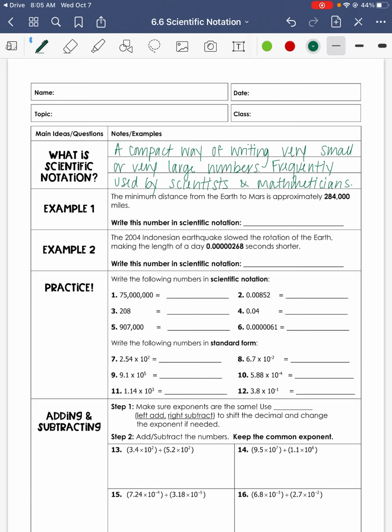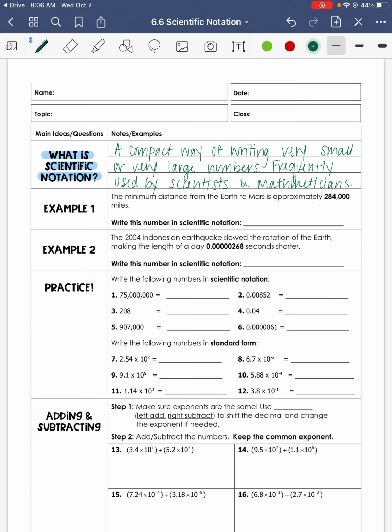So here are the actual notes that you have. I've already filled in this top part here, the what is scientific notation. As you probably recall from yesterday, it's just a compact way of writing very small or very large numbers. This method is used a lot by scientists and mathematicians. I know I personally used it a lot in college during science courses and some math courses. So it has practical use.